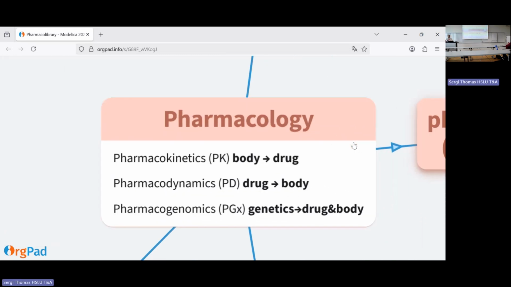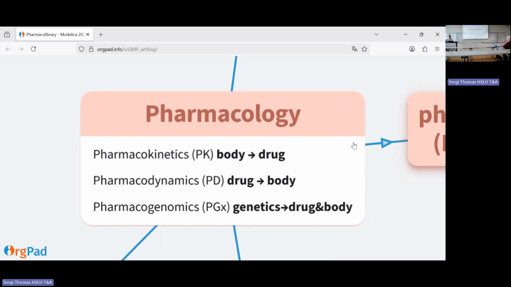So what is the pharmacology? I already mentioned the pharmacogenomics. It's how the genetics affects the drug and body behavior. But in pharmacology there are more domains. The first one is pharmacokinetics. It is what the body does to the drug. And pharmacodynamics, what the drug does to the body. And there are other subdomains, but these three are the main. It is the target of the Pharmacolibrary.